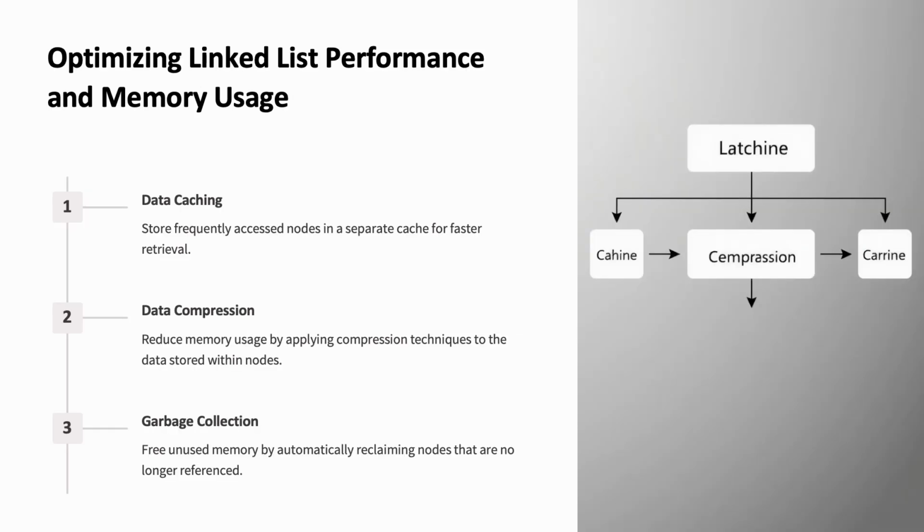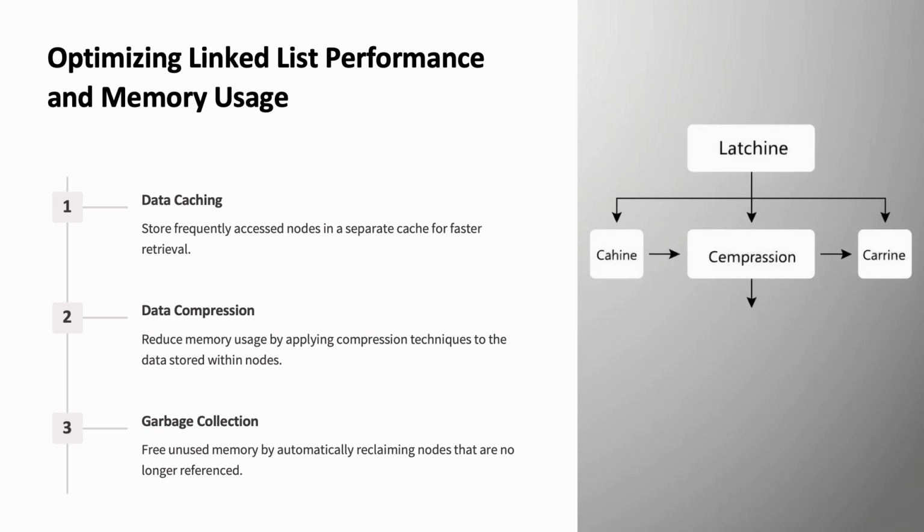To optimize linked list performance and memory usage, we can incorporate data caching, data compression, and garbage collection. Data caching: implement a cache for frequently accessed nodes to reduce traversal times, especially in large lists. Use techniques like LRU caching for commonly accessed nodes. Another one is data compression: compress data within nodes if they hold large or repetitive data. Use a lightweight compression algorithm to reduce memory usage, especially if nodes contain strings or sizable data chunks.